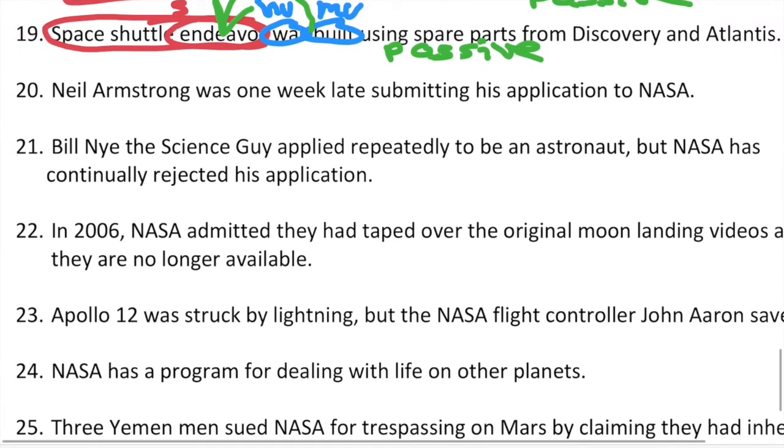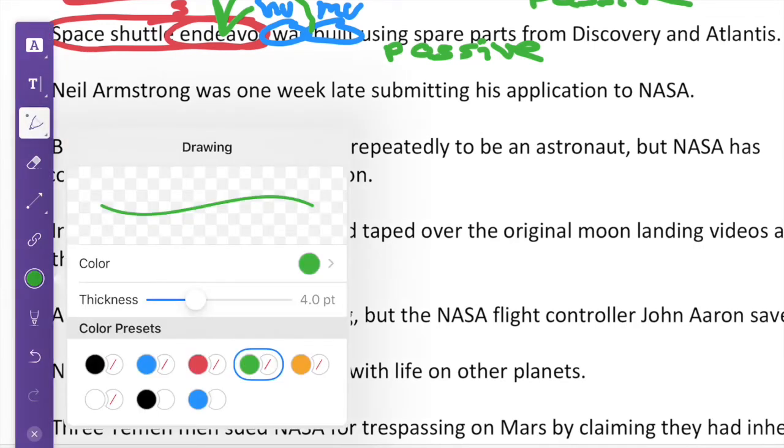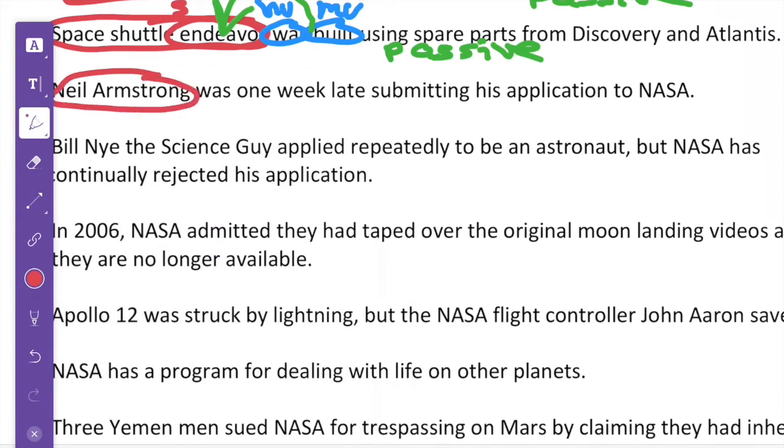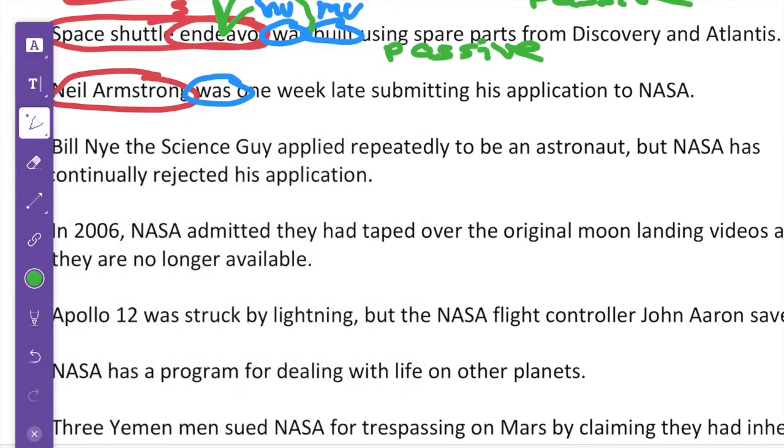All right, next up, Neil Armstrong was 1 week late submitting his application to NASA. That's an interesting fact. Let's take a look at our subject, Neil Armstrong. Now we're looking for our verb, was. Now we're going to ask ourselves, is he the one that was late? Yes, so we're going to draw our arrow forward. Since our arrow is going forward, this is an active voice sentence, active. The subject is doing the action.